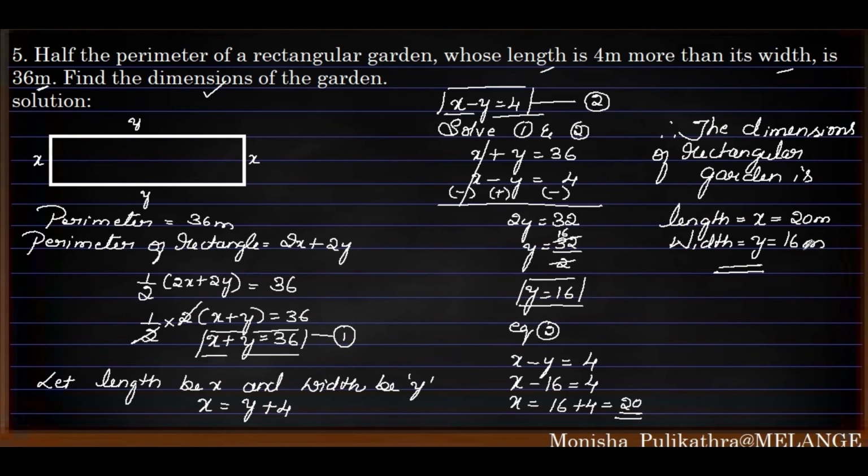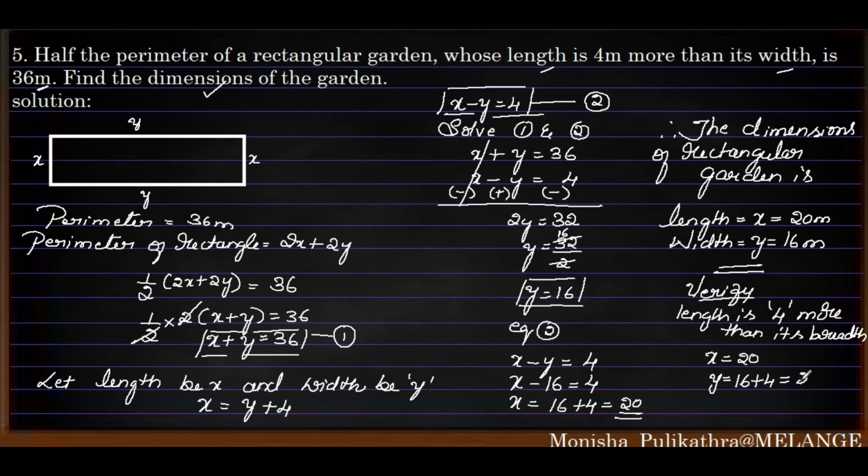So length is 4 more than the breadth, so that we can verify. Here length is equal to 20 and width is 16, so 4 more than, plus 4 is 20. So here verified. I hope you understood this.